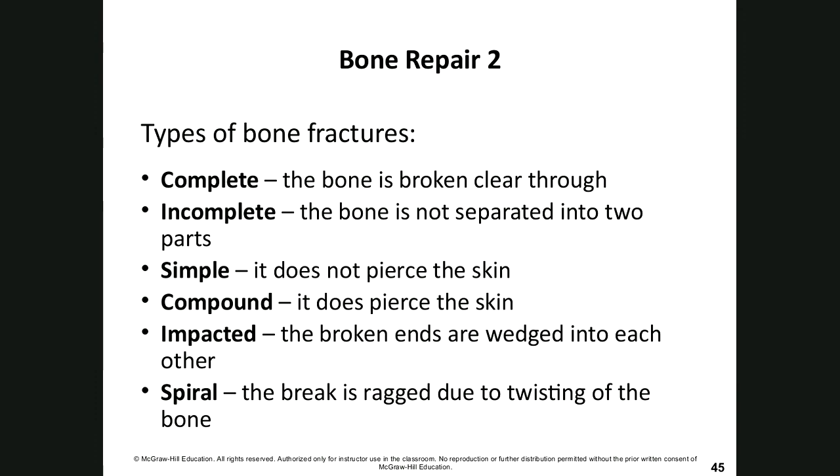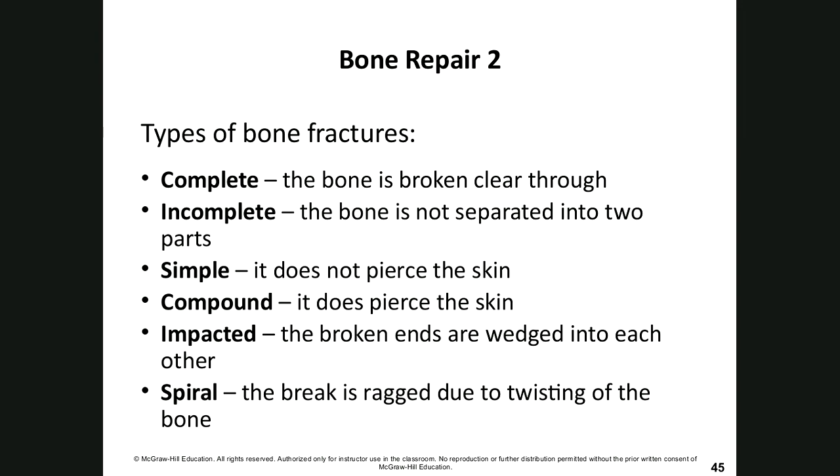So the types of bone fractures we have are complete fractures, where the bone is broken clear through from one side to the next. Incomplete fracture means that the bone is not separated into two distinct parts, so it's only cracked on one side. A simple fracture means that it did not pierce the skin. A compound fracture means that the situation just got worse, and the bone, even if it's a complete or incomplete fracture, pierces through the skin.